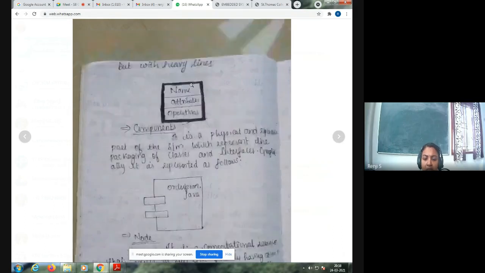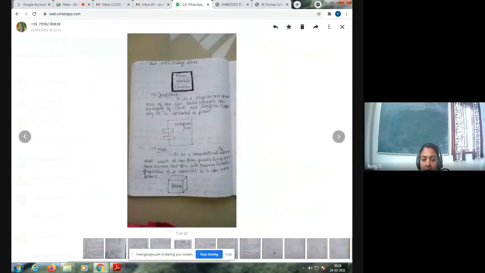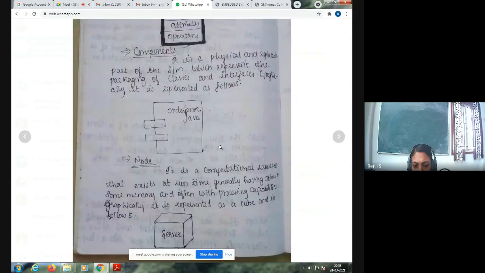And the last thing is the node. It is a computational resource that exists at runtime. For example, a computer system is a resource. Most of the processes run in the system, and it has memory, and it has processing capability. If a particular thing acts as a computational resource and exists at runtime, with some computational capability and having some memory, then we call it a node.